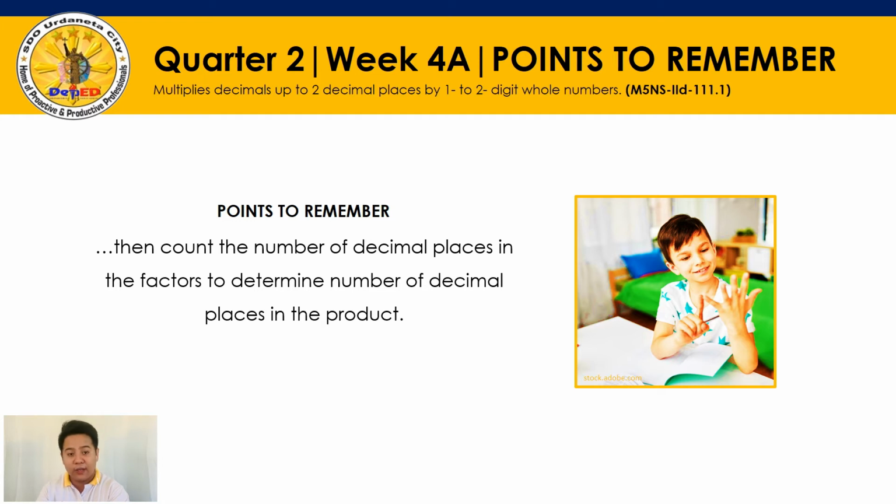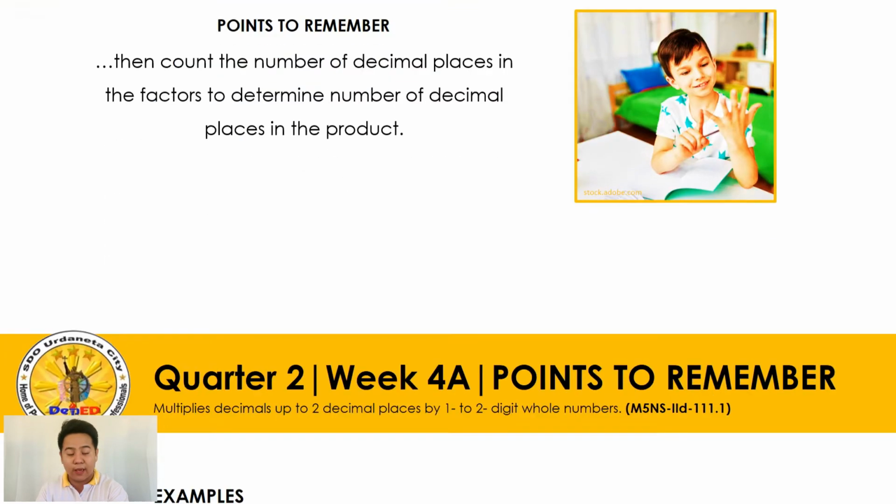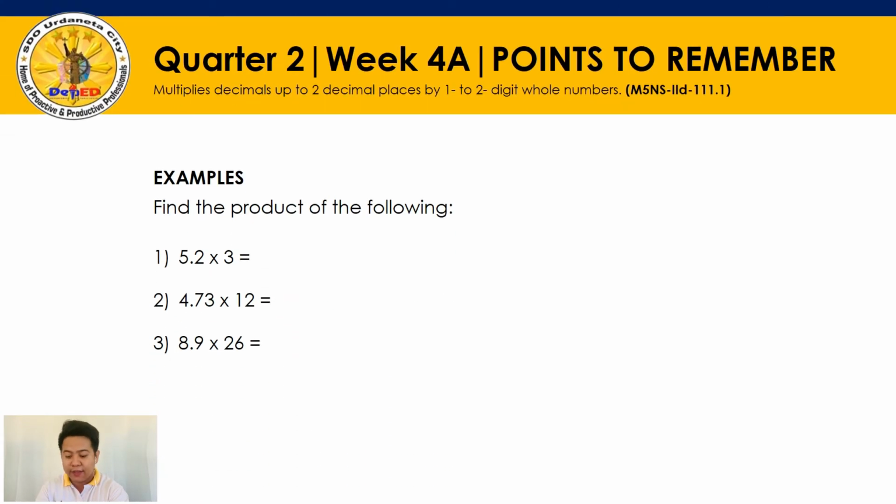Okay, for us to really understand this concept, let's try to solve some examples. Find the product of the following. In number 1, we have 5.2 times 3. First, we are going to rewrite this mathematical sentence into this. Okay, now we must multiply them as we multiply whole numbers.